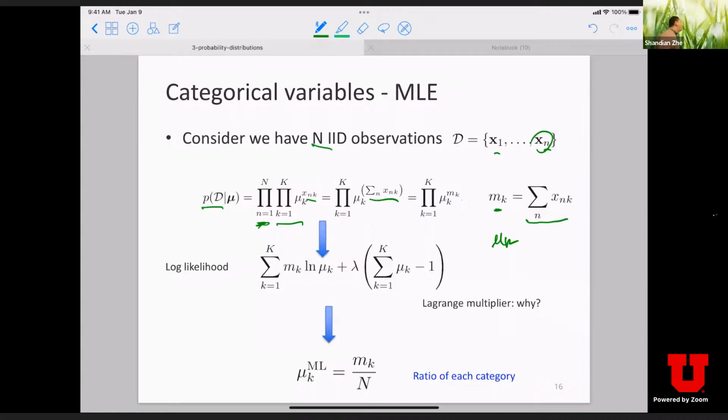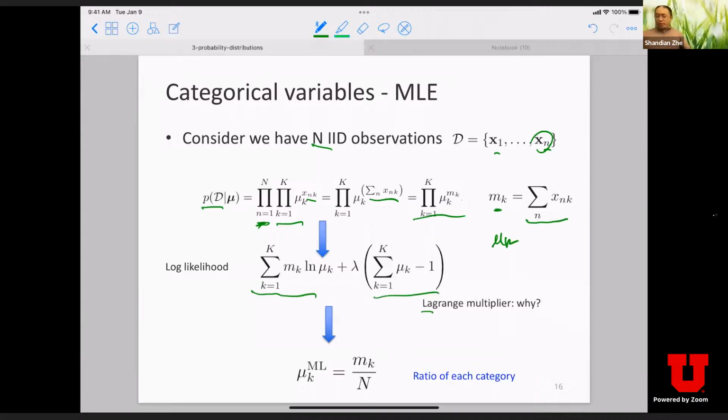And then we want to estimate mu. Suppose we want to use maximum likelihood estimation. So we can take a logarithm, and then this is our log likelihood. Just from here, you take the logarithm, and the product becomes the summation. And here we should consider the constraint that the summation of all mu k's will be 1, so we need to add a Lagrange multiplier. Does it make sense?